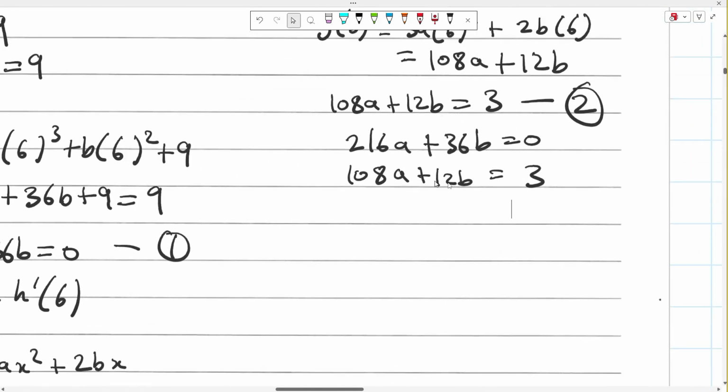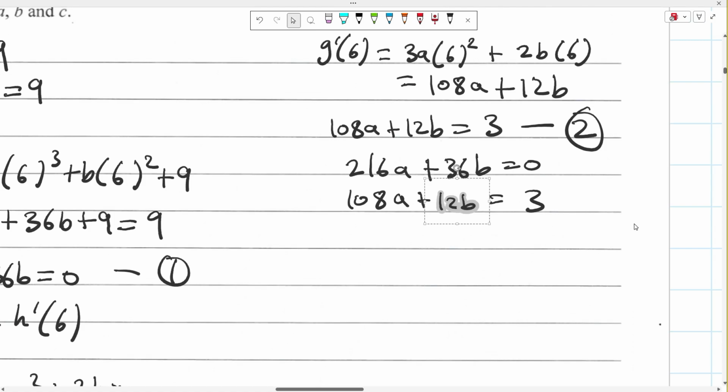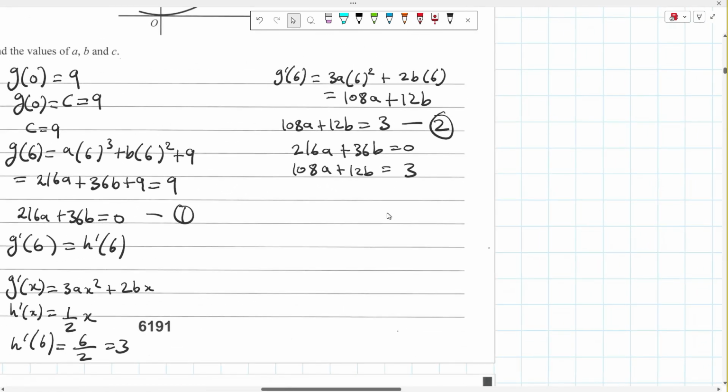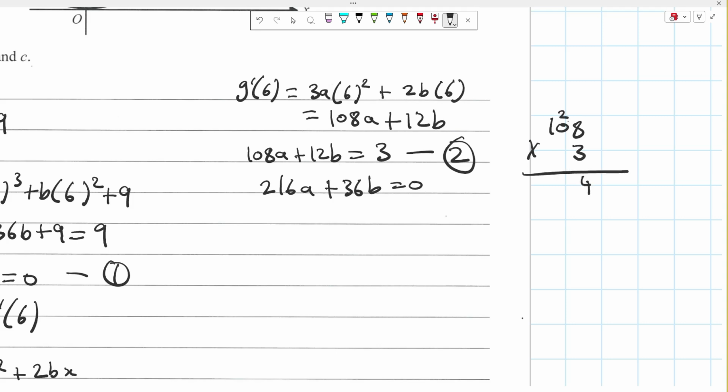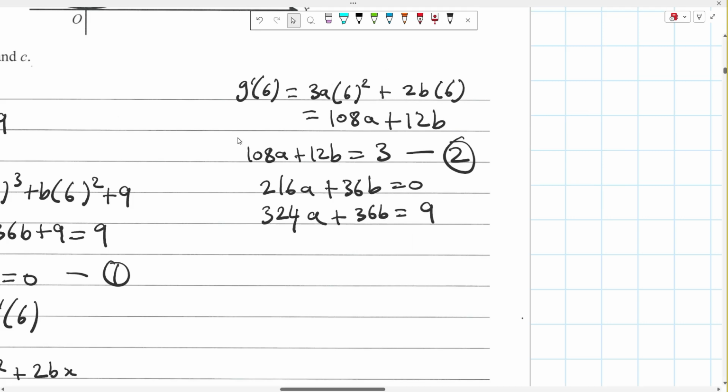Now, I want to find a way to cancel out these b's here, right? So what I'm going to do is multiply the bottom equation by 3. Okay, I'm going to multiply this entire thing by 3. So 108 times 3, we get 324a plus 36b is equal to 9. Remember, we multiplied the whole thing in the bottom by 3.